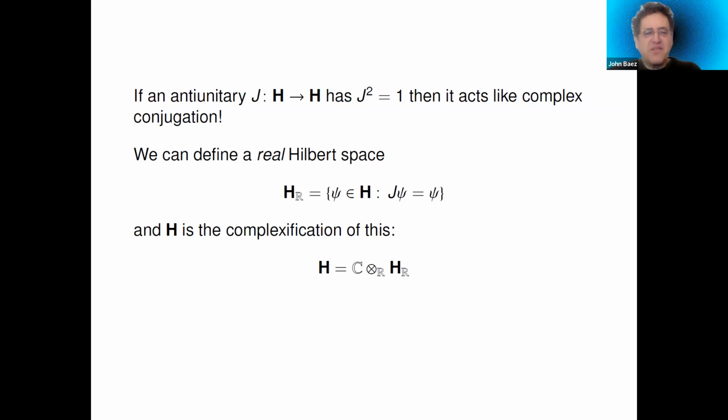So if an anti-unitary has j squared equals 1, then its fixed points form a real subspace, a real Hilbert subspace of your complex Hilbert space. And your original complex Hilbert space is the complexification of that. So this is how the reals get into physics. Well, this is how real Hilbert spaces get into quantum physics, so you could say. Not that the reals weren't already in physics.